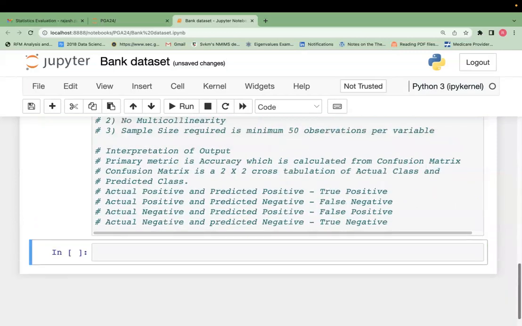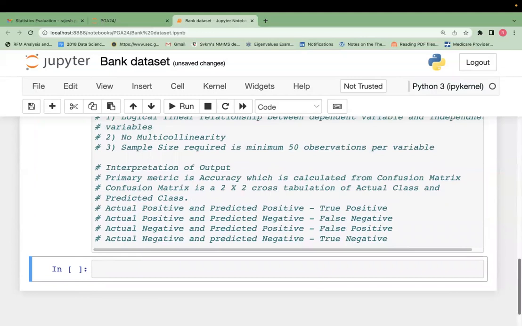So in the confusion matrix, you have 4 quadrants. In the first one, the actual class is positive and the predicted class is also positive. We call it true positive. Actual class is positive, predicted is negative, which is false negative, a wrong prediction, because our data says it is a positive class, but your model predicted it as negative. Similarly, your data says it's negative, but the model predicted it as positive. Again, it is a wrong prediction. We call it false positive.